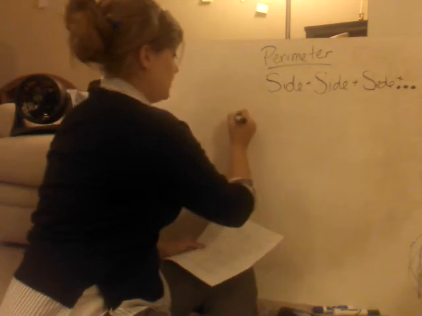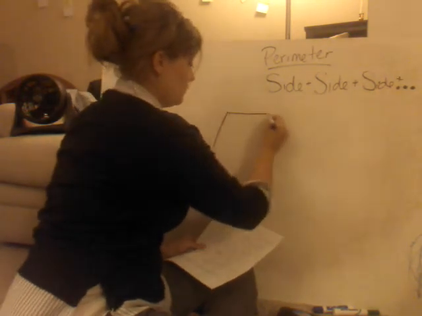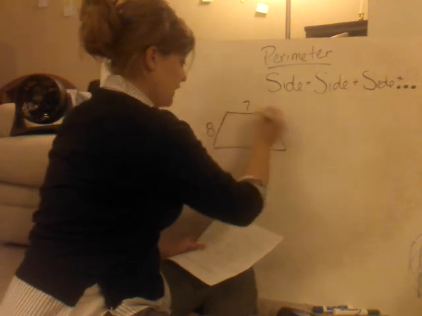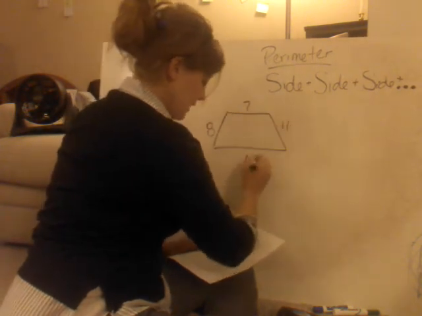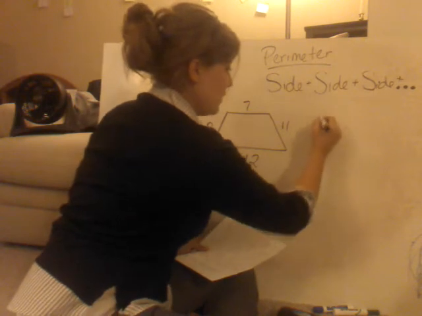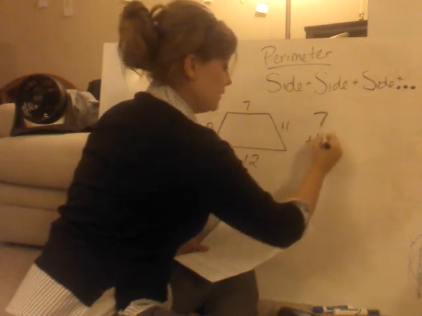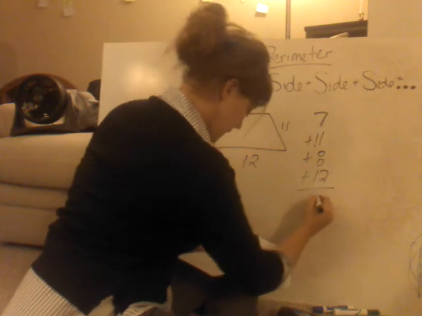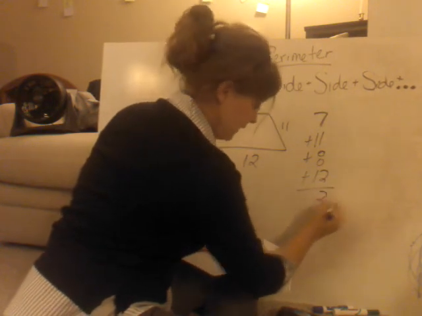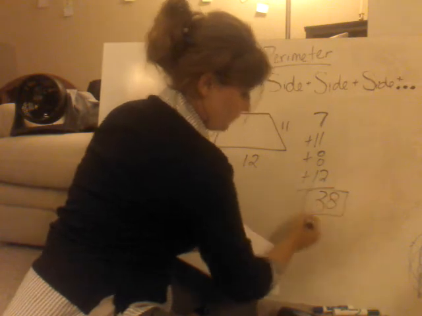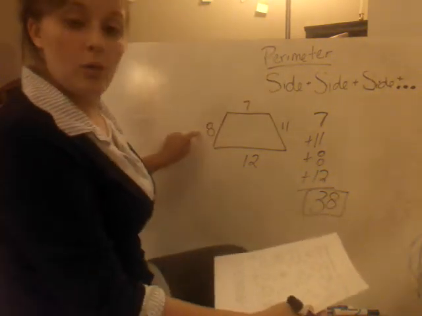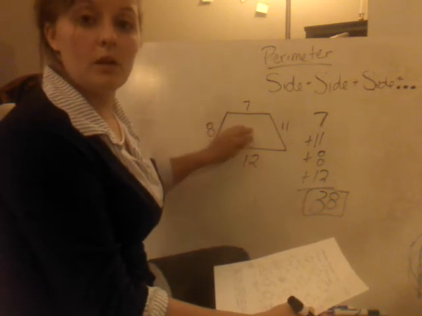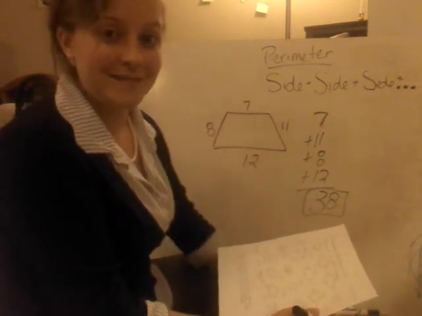Next, another trapezoid. And I've got 8, 7, 11, and 12. I add up all my sides, and I get 38. So as you can see, no matter what shape it is, I'm just adding up the sides as if I was building a fence around a yard. That's all.